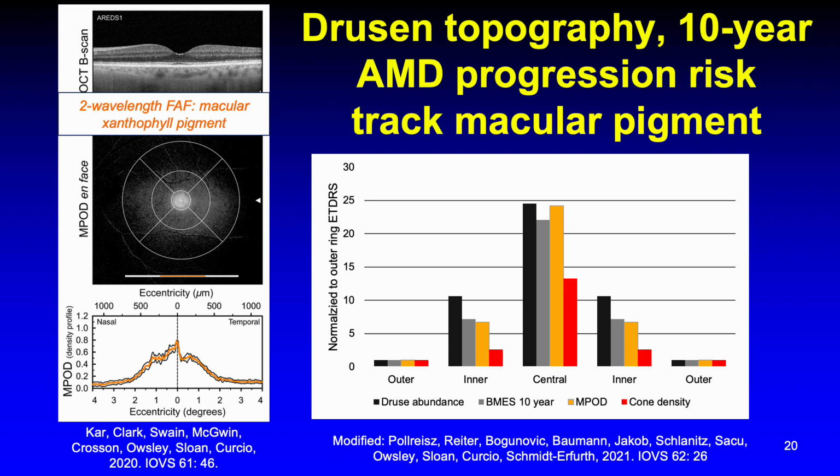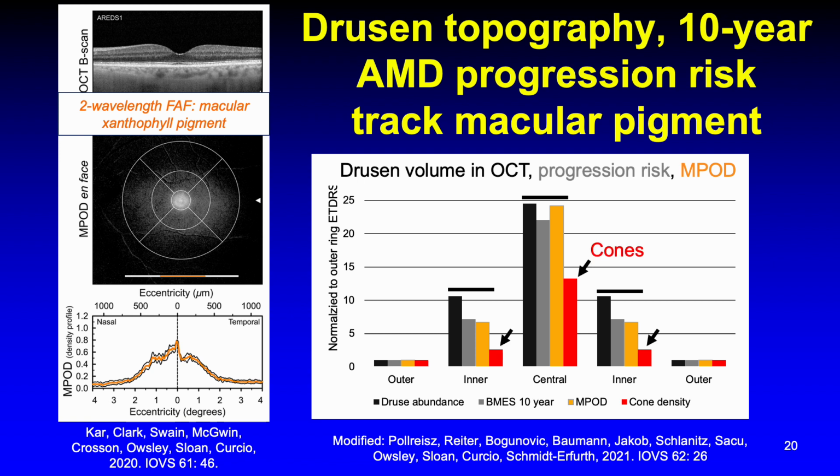We use the grid to compare maps of soft drusen locations measured in OCT and the topography of AMD progression risk from the Blue Mountain Eye study that I just showed you, and the topography of potential mechanisms in the neurosensory retina. We see that the concentration of drusen is high and that the progression risk is related to the concentration of the xanthophyll pigment.